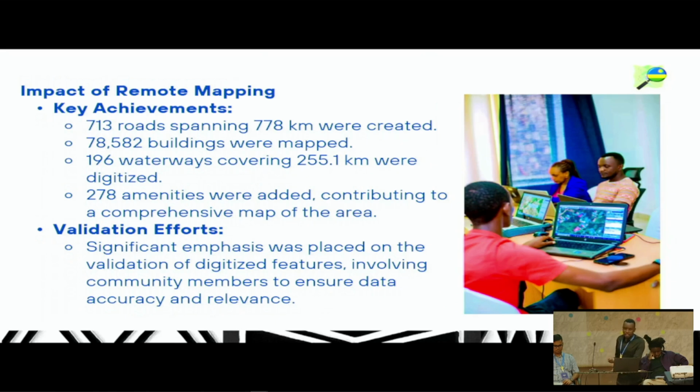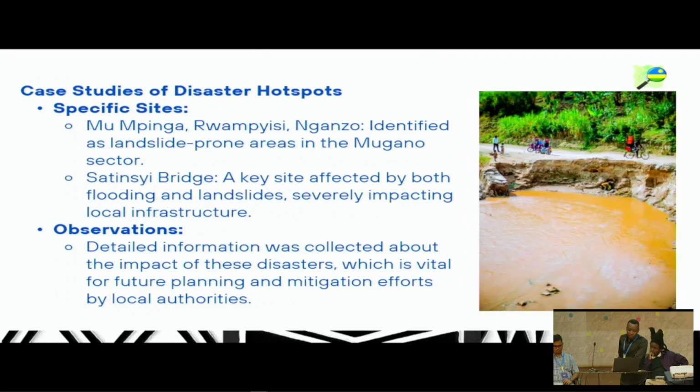Those local volunteers in one district have mapped 713 roads, more than 78,000 buildings, and 196 waterways, covering 2,551 kilometers.